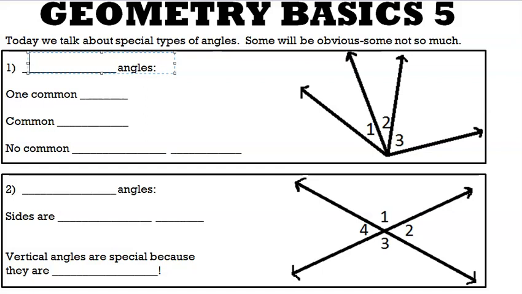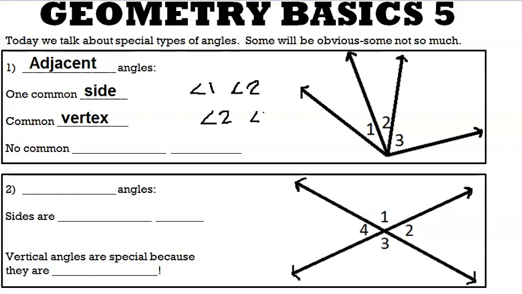So, for instance, we're starting with adjacent angles. Now, when you think adjacent, if you live adjacent to somebody, that means you live next to them. So that same idea is going to hold true here. There's going to be one common side and a common vertex. So adjacent angles would be the ones that are next to each other. So for instance, when we look at angles 1 and 2, that would be examples of adjacent angles. We could actually say the same thing about angle 2 and angle 3.